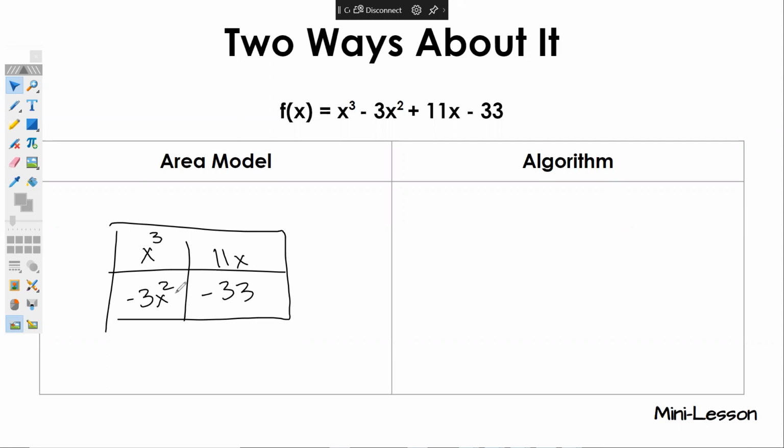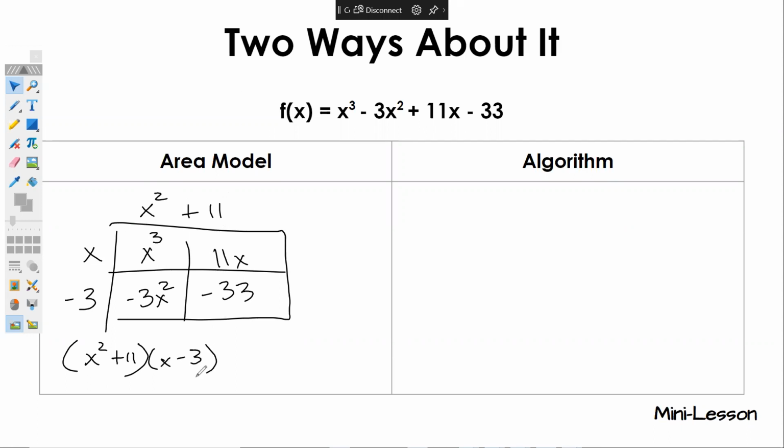I'm gonna take out the greatest common factor, which is gonna give me x squared. From this one, it's gonna be 11. From this one, we're gonna get x. This last one, we're gonna get negative 3. So we've got x squared plus 11, and then x minus 3.